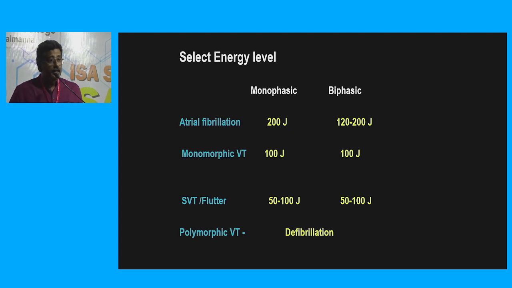And 120 to 200 joules. And if it is monophasic, it is 200 joules. So it is almost similar, only difference is the atrial fibrillation in both of these. And polymorphic VT, as I told you, it is defibrillation.